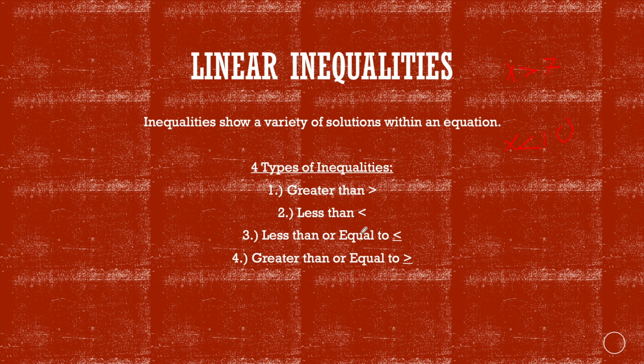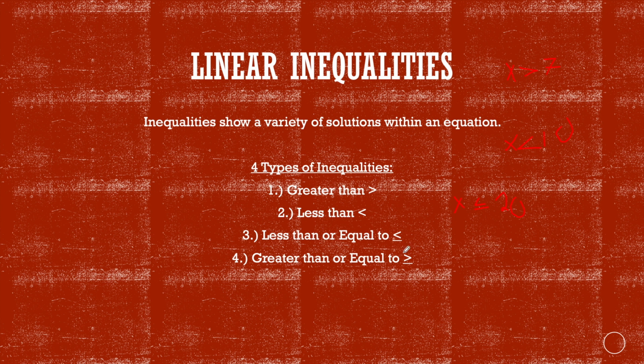Number 3, less than or equal to. So any value of the left hand of this symbol is less than or equal to any value of the right hand of this symbol. So if x is less than or equal to 20, then you put x simply less than or equal to 20. And greater than or equal to is simply the opposite.